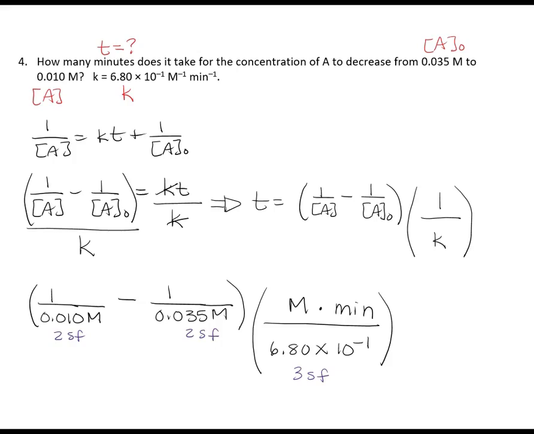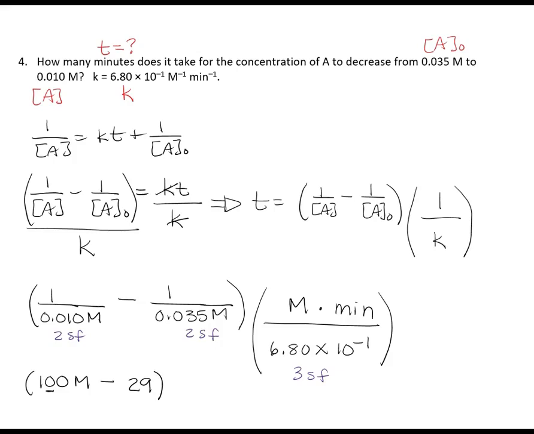1 divided by 0.010 is 100, and we need that to 2 sig figs. It's a little bit confusing, but we'll just mark where 2 sig figs will be, and that's at the tens place. And then 1 divided by 0.035 gives us 28.5 or 28.6, which we would round to 29. That is also 2 sig figs.